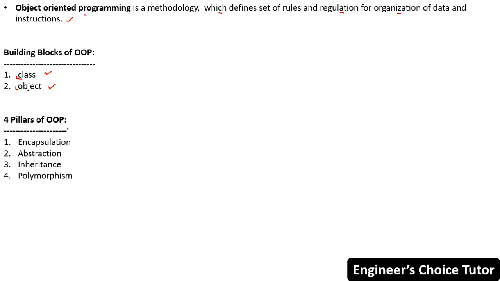Now we have four pillars of OOP. What are they? First one is encapsulation. Encapsulation means protecting our data. Second one is abstraction. Abstraction means hiding our irrelevant data. Third one is inheritance. Inheritance means one property of an object is acquired by another object. And the fourth one is polymorphism. It means different behaviors at different instances is called polymorphism. Clear with this point? We will see each and everything in detail. Don't worry. Now let's see the next.